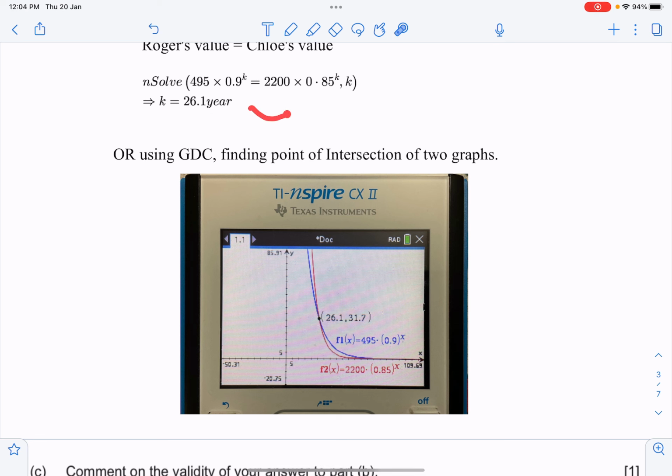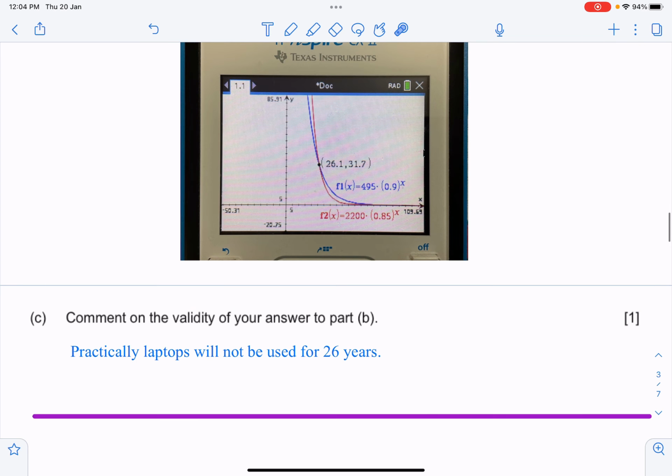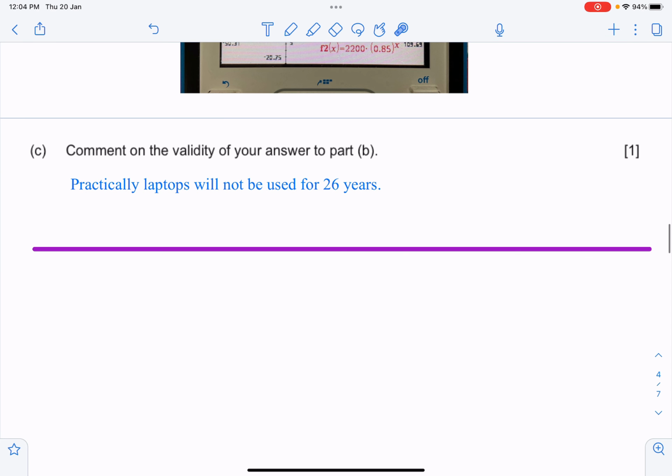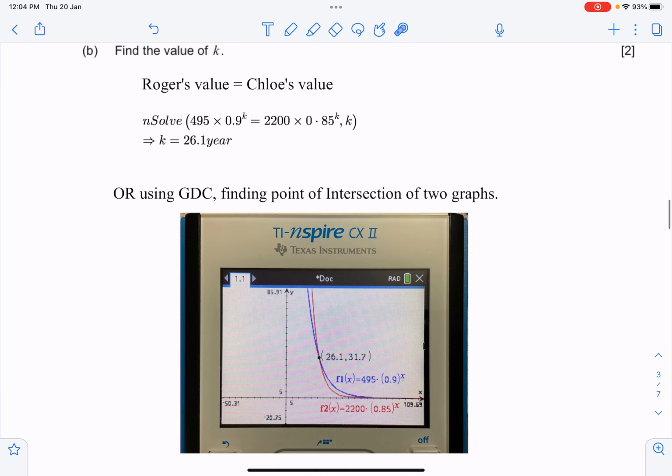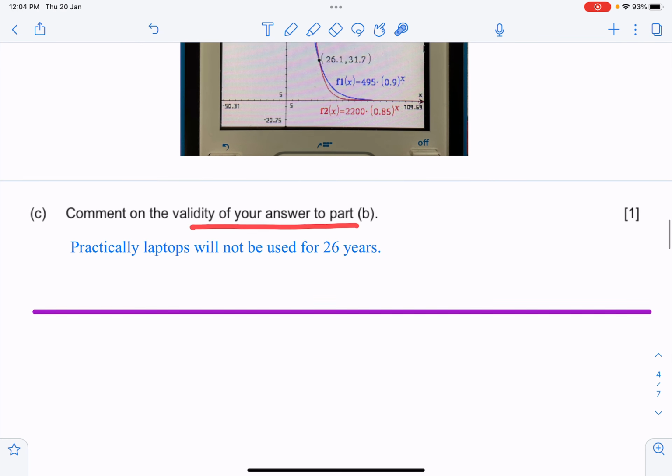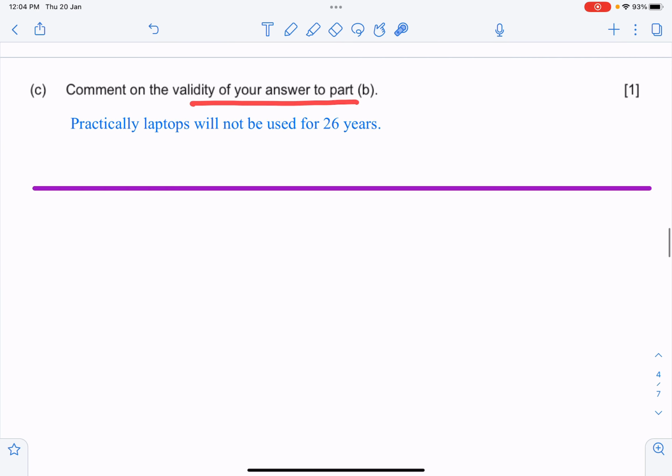So any method you can use, either NSolve or graphical mode. This was also for 2 marks. The third part, C, says to comment on the validity of your answer to part B. After 26 years, the value is going to be the same. You can imagine nobody is going to use laptops for 26 years, isn't it? So practically, laptops will not be used for 26 years.